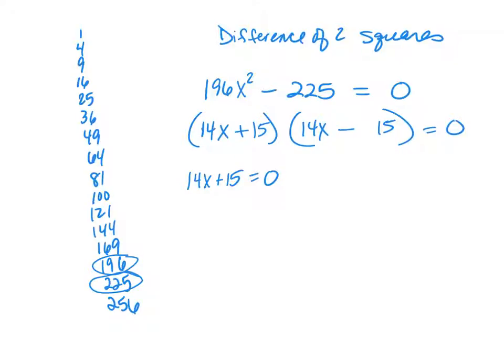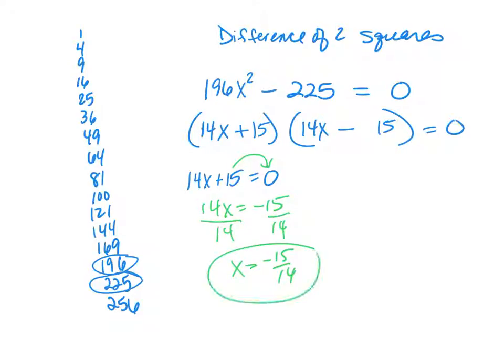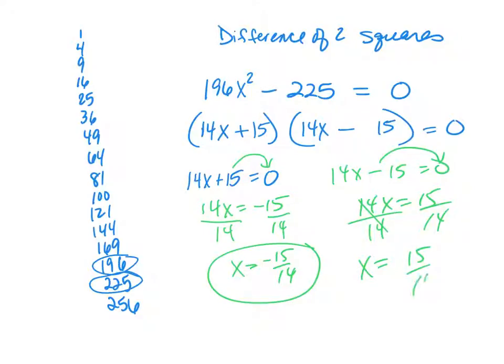And here you move the 15 over here. So you have 14x equals negative 15. And to leave the x alone, you divide by 14. So x equals negative 15/14. And this is going to be positive 15/14. 14x minus 15 equals 0. Add 15 over here. 14x equals 15. Divide by 14. x equals 15/14. Those are your two answers.